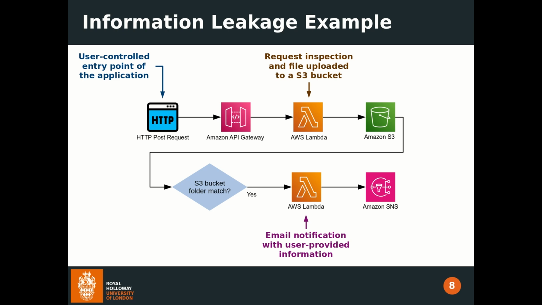If the upload operation stores the file in a specific folder, then another Lambda function is executed. This processes the user-provided information, which is included in an email notification sent via the Amazon SNS service.